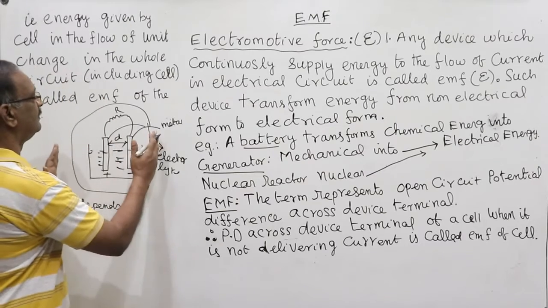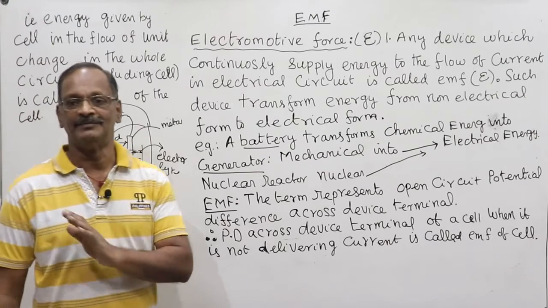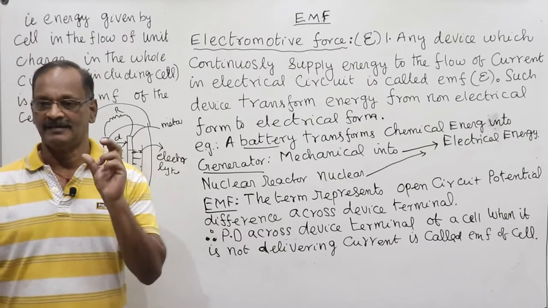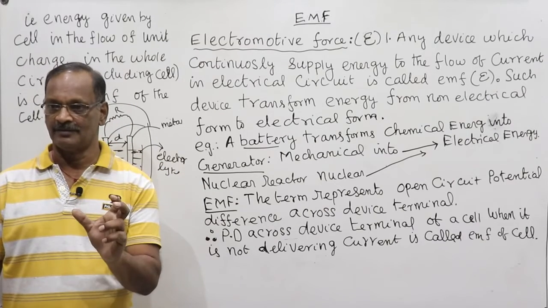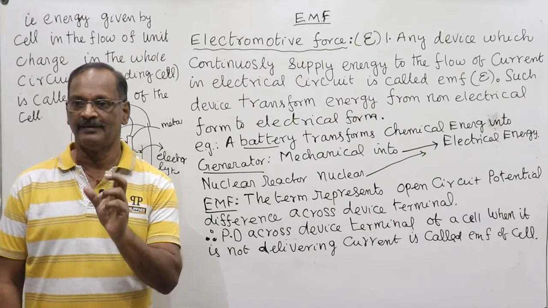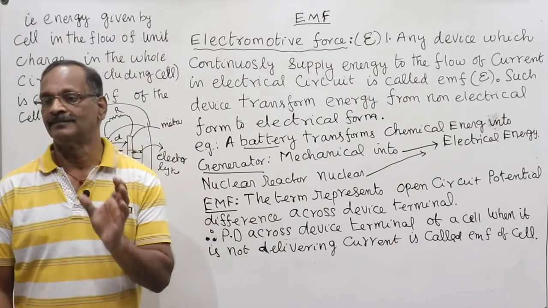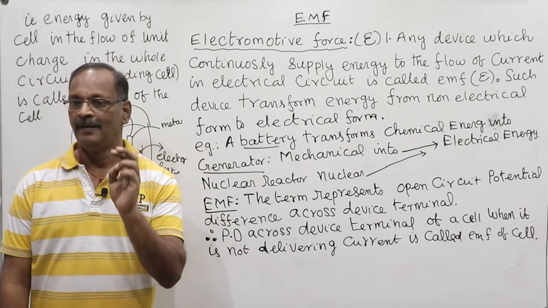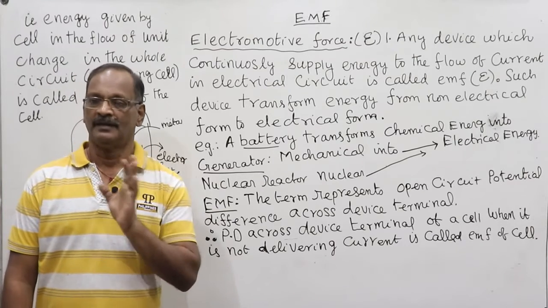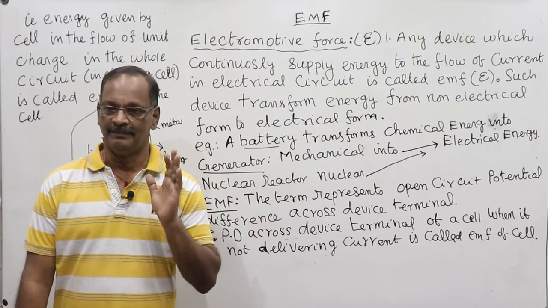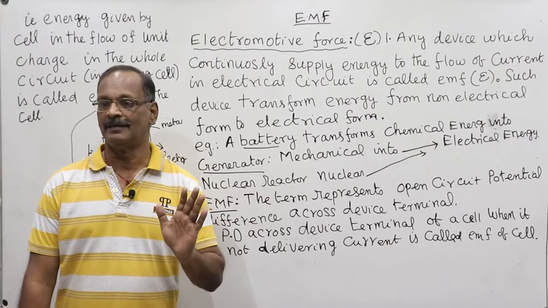It may be smaller, it may be bigger, but the EMF does not depend upon the area of the plates of the conductor, that is electrodes, distance between the electrodes, quantity of electrolytes, and size of the cell. It depends only on the nature of electrolyte and metals of electrode. It does not depend on any other factor. It depends only on electrolyte and metal of electrodes.